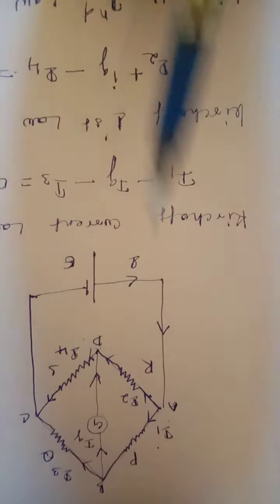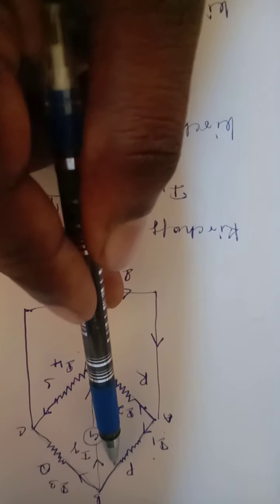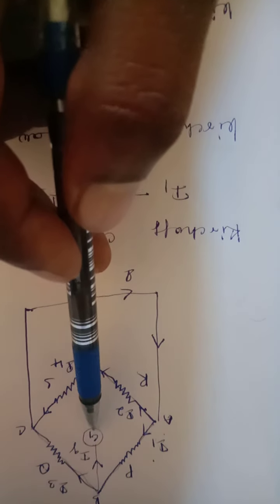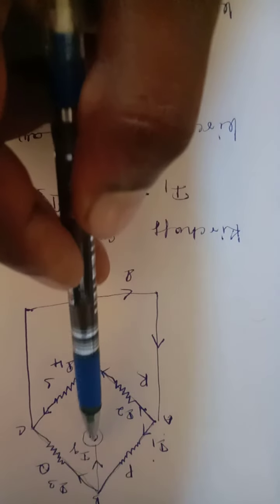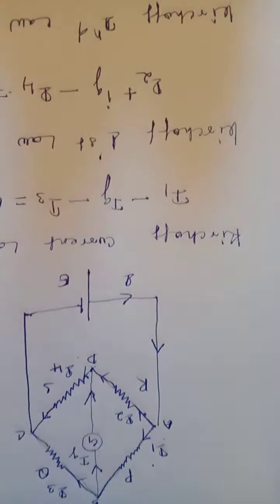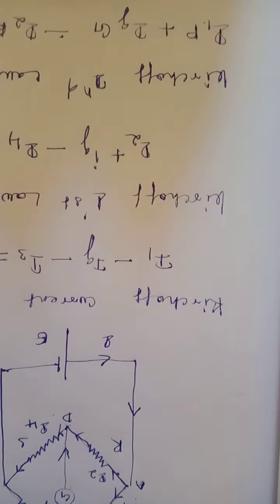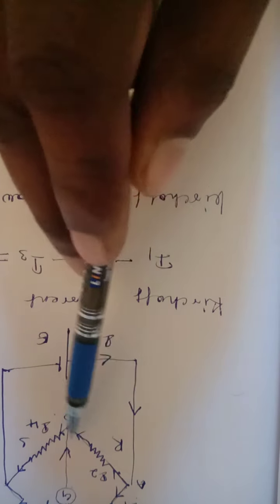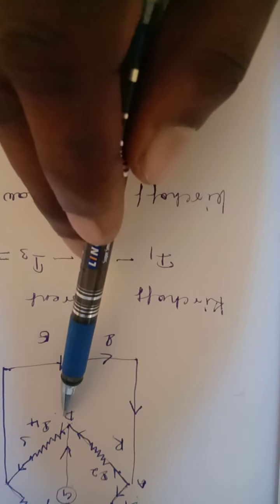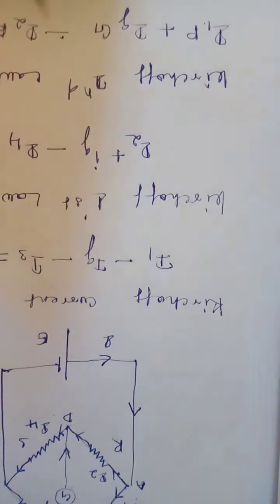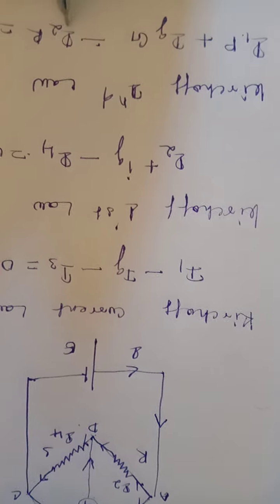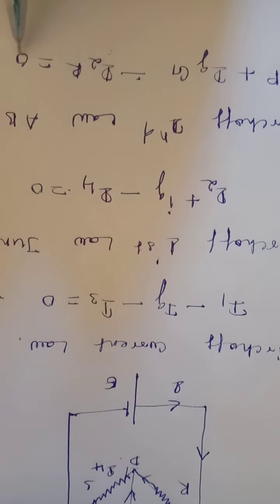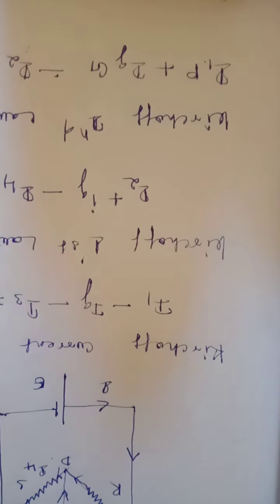From the diagram, I1P, and then IgG, here also in the same direction, so the positive symbol, and then minus I2R, here in the opposite direction, so the negative symbol, minus I2R is equal to the closed-path EMF, which is 0.